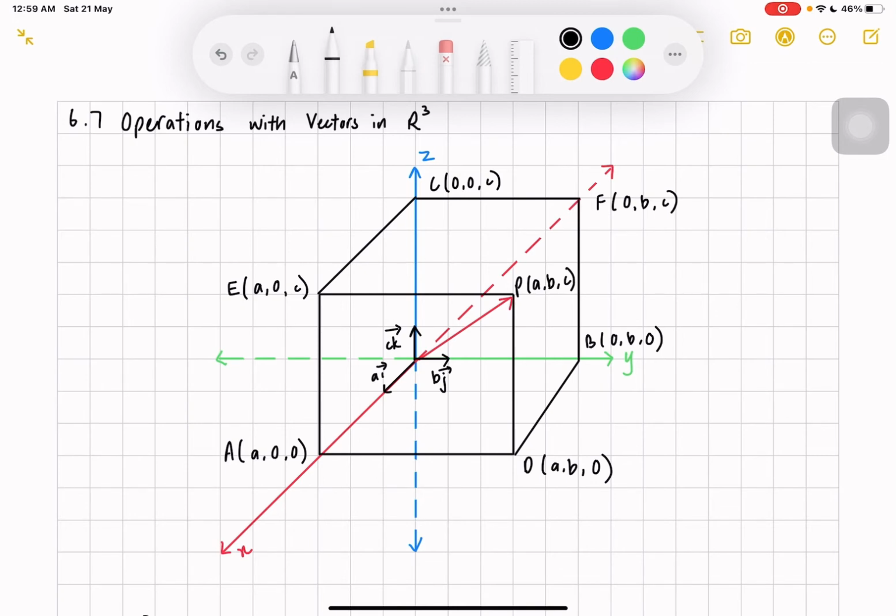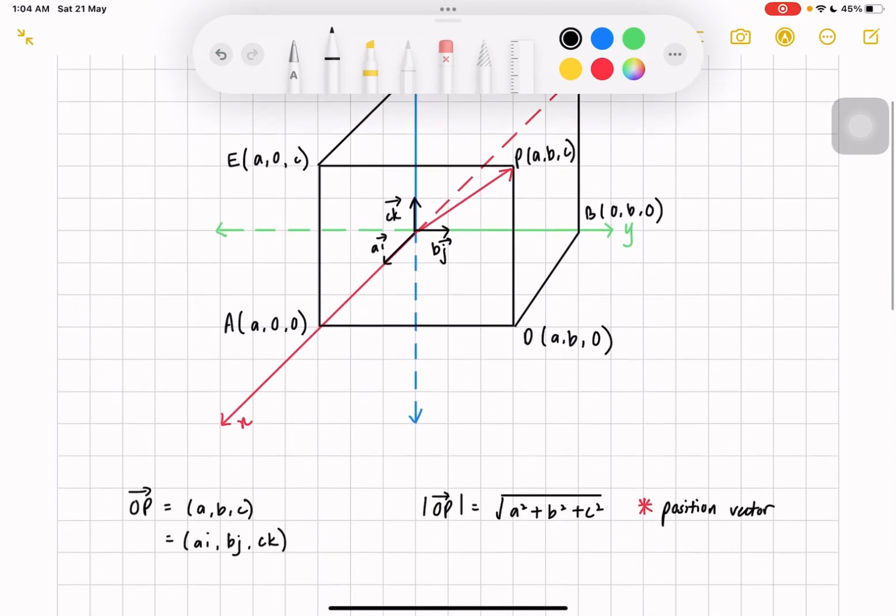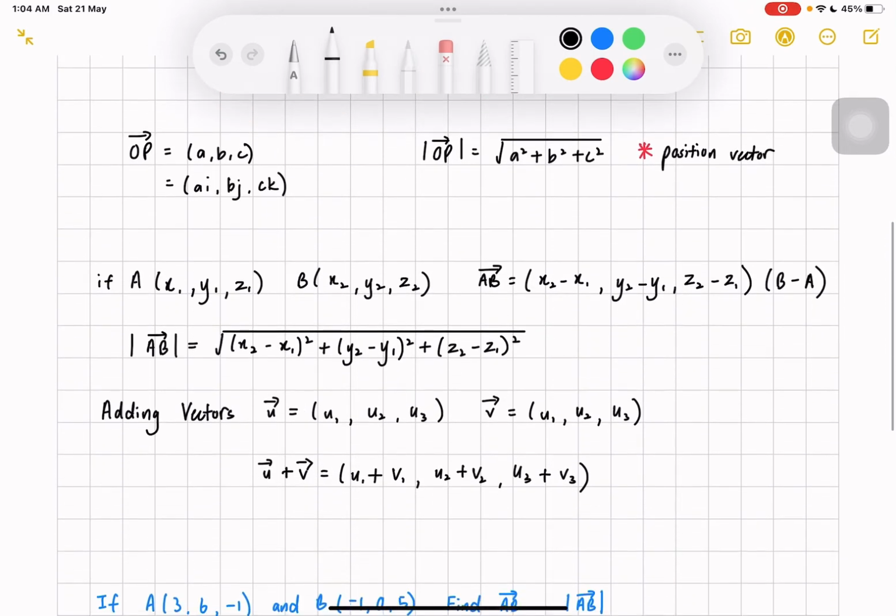Now, how about the points that are not on the axis? So for example, OD will be a point on the XY plane because we have coordinates for X and Y. How about OE? OE will be a coordinate on the XZ plane. And the same goes for OF. OF will have a point on the YZ plane. So we can say that vector OP will just have coordinates A, B, and C.